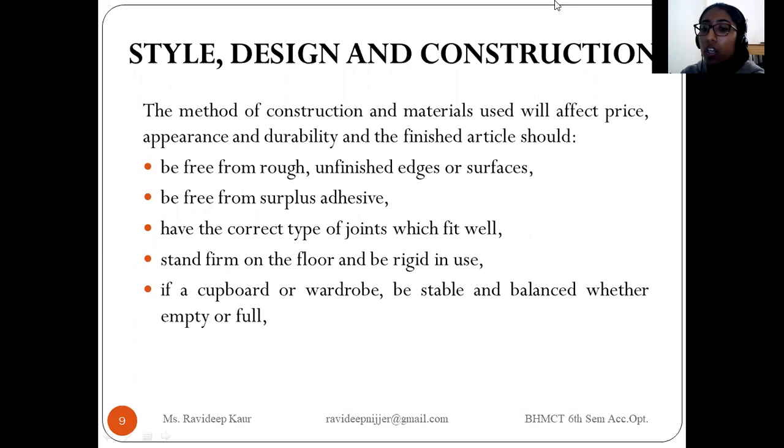Be free from surplus adhesives. Have the correct type of joints which fit well, stand firm on the floor and be rigid in use. If a cupboard or a wardrobe, be stable and balanced, whether empty or full. So these all are the points. First, the finish and the edges of the furniture should be neat, and it should be free from adhesives which could spoil it. Then correct joints should be added to the furniture.